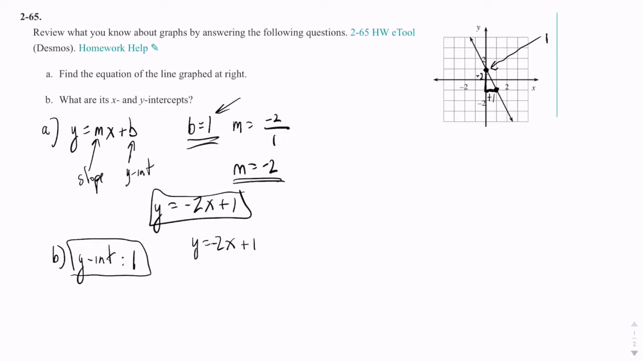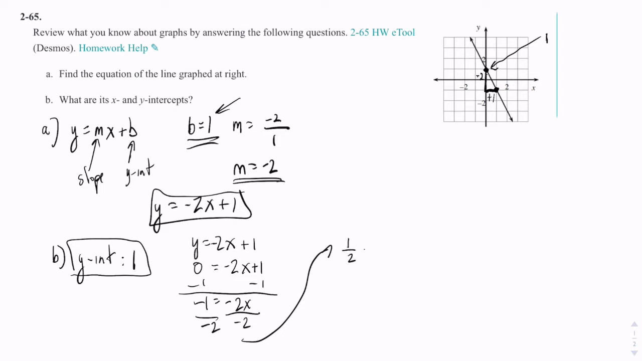If we have the equation and we want to find the x-intercept, we can substitute a 0 in for y and solve. So let's do that. I'll subtract 1 from both sides. I get -1 equals -2x. I'll divide by -2, and I get -1 divided by -2 is 1/2 equals x. So the x-intercept is 1/2. So we've found the x-intercept and the y-intercept.